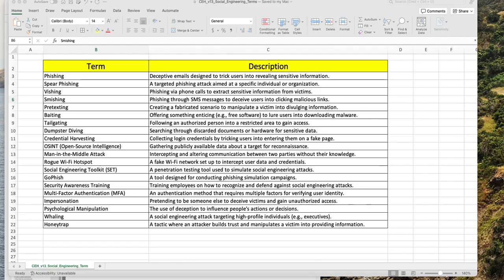Dumpster diving. This is one of those terms that comes out of James Bond movies. I mean, I've never seen anybody dumpster diving, right? Which is searching through discarded documents or garbage, going into the dumpsters to see what information is there.